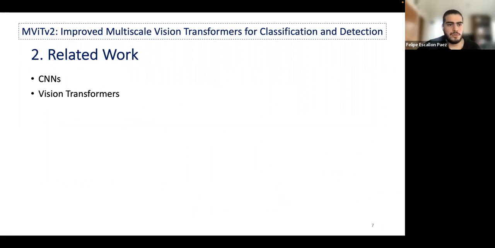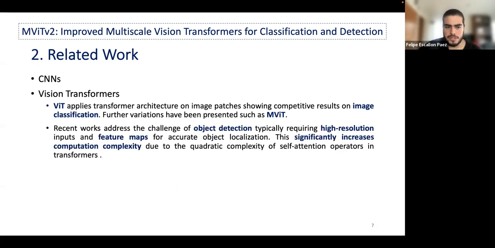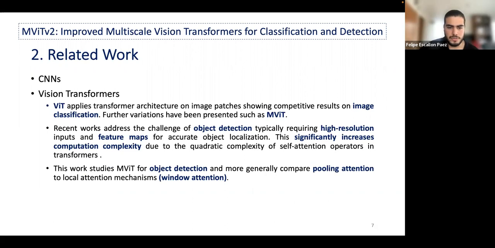So in the related work, we'll know there are CNNs, but they focus on vision transformers. And in this case, the vision transformers were only applied to image classification, and what they did in multiscale vision transformers was do the same, but in a different manner and with more specific proposals. Now, what they did is generalize to other tasks like object detection and segmentation.